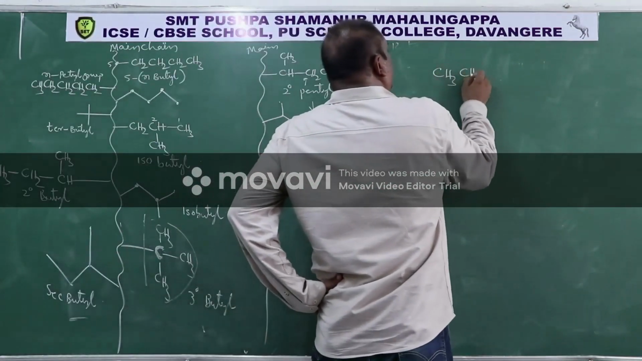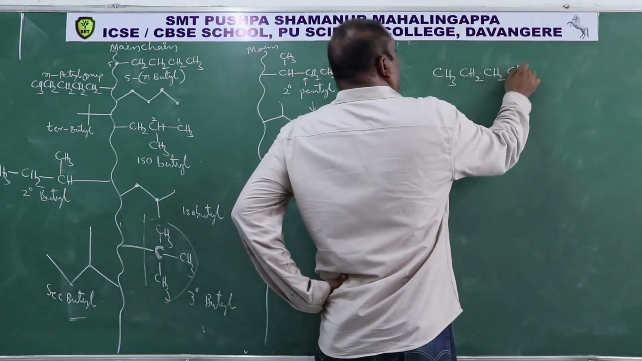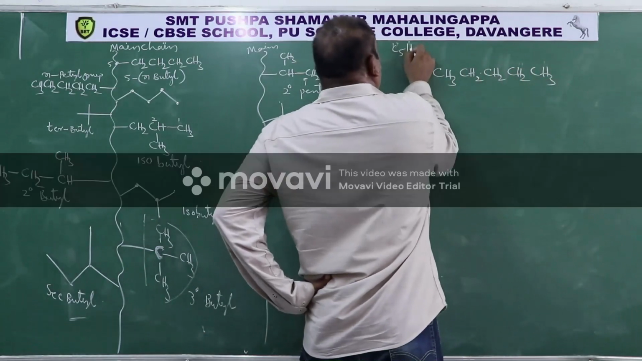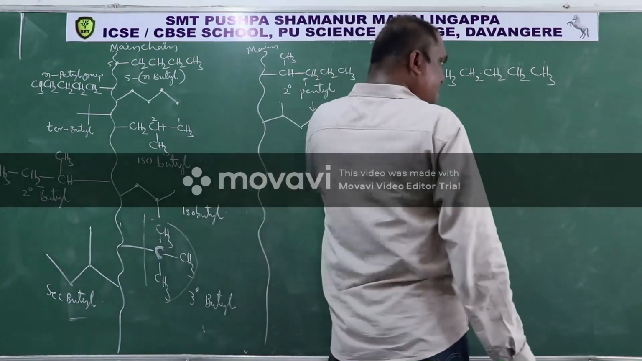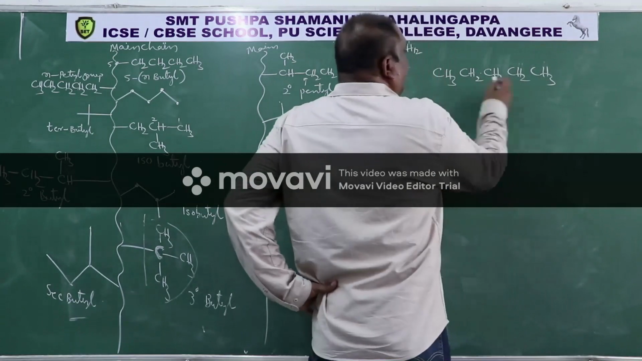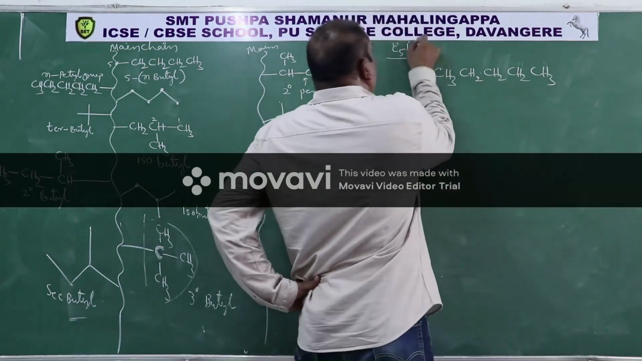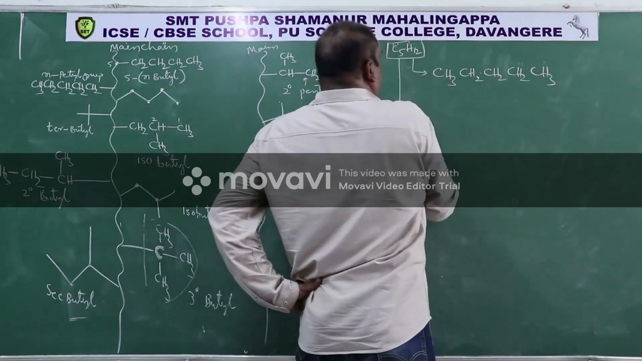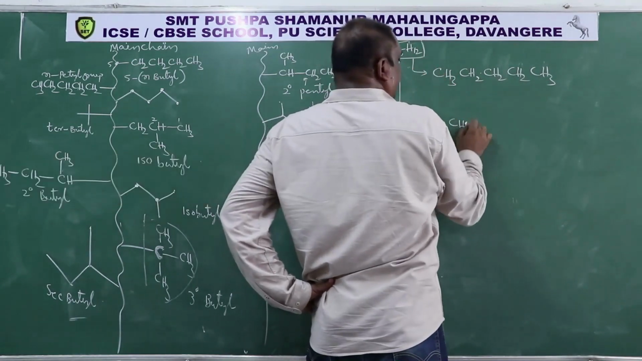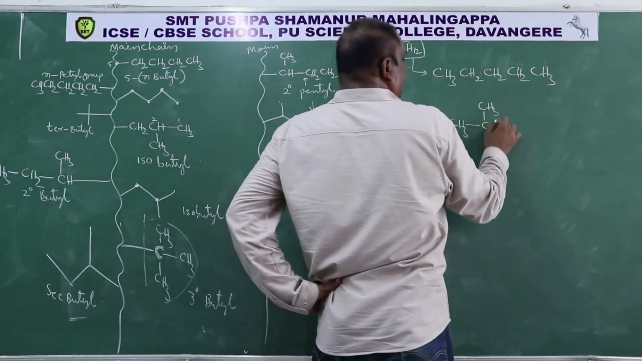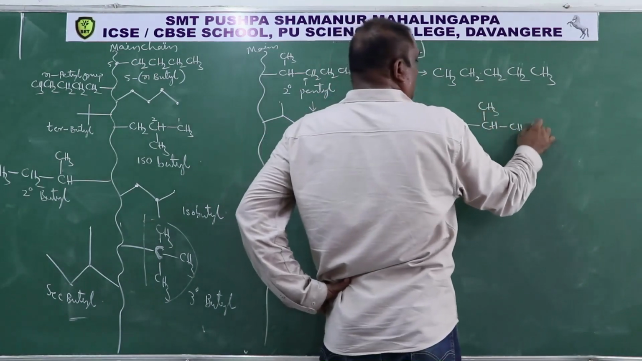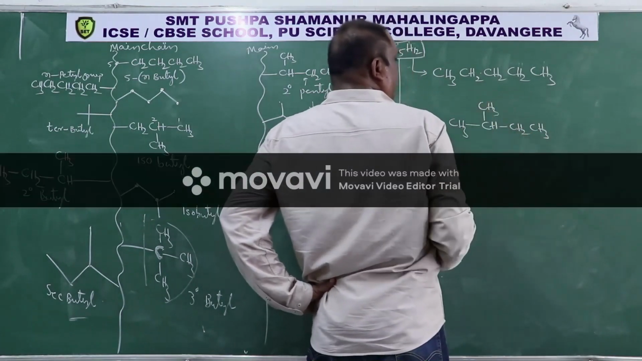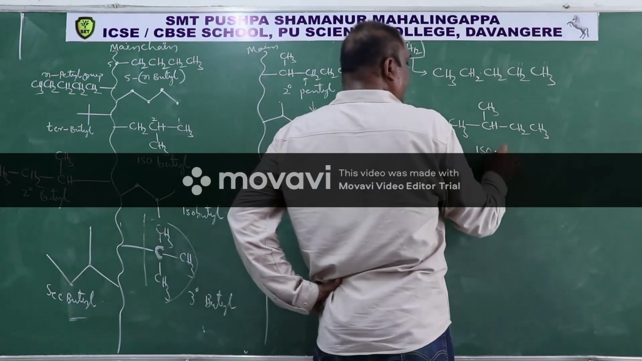CH3, CH2, CH2, CH2, CH3. It is what? C5H12. Okay? And it is called N-pentane. Means it is pentane. Now I can also write this as CH3, CH3, CH, CH2, CH3. Here second carbon is carrying a methyl group. It is called isopentane.